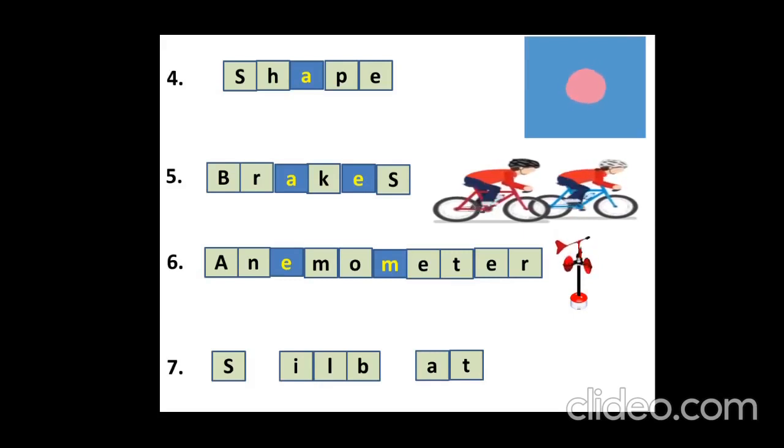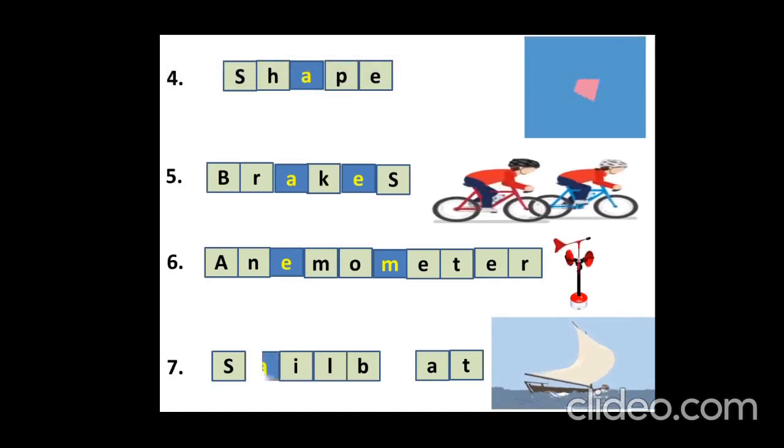Number 7. S blank I-L-B blank A-T. If I look at this picture, I can see a boat sailing on the water, right? On the flowing water. But how is it able to move so fast? Because of the sails. It is a boat and I can see the sails. Right, this is a sailboat. And because of the force of wind, the sails are able to move the boat easily on the flowing water. So what is the spelling of sail? S-A-I-L-B-O-A-T, sailboat.